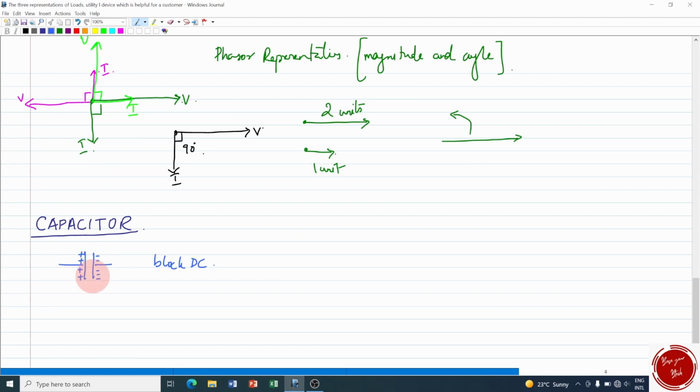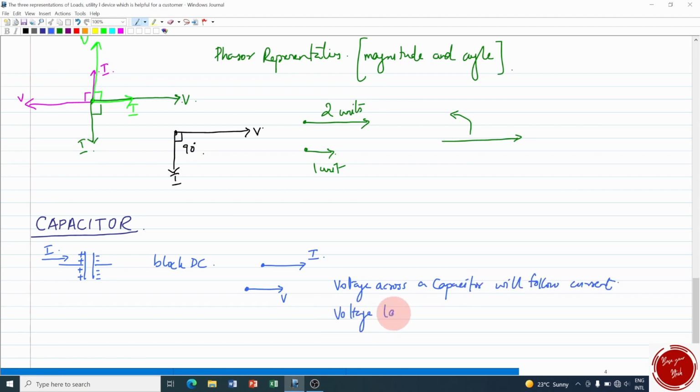That development of voltage only occurs after an incoming of current. When a direct current flows, only after that current arrives does the voltage start to develop across these plates. So we can say the arrival of the current will be first, and only after that the voltage will start to follow it. So the voltage across a capacitor will follow the current, or in other words, voltage lags current in a capacitor, or current leads voltage in a capacitor.